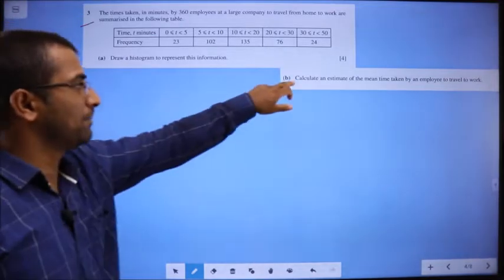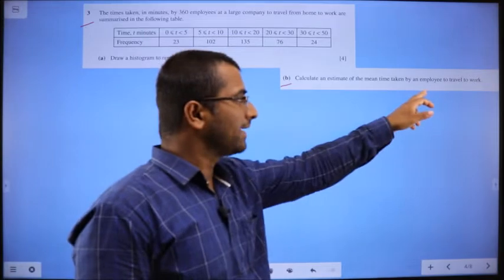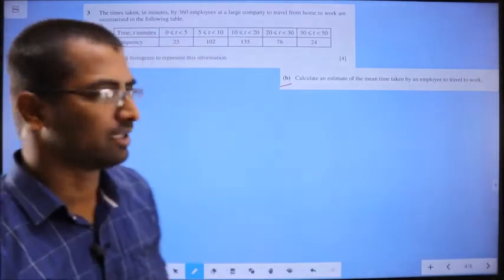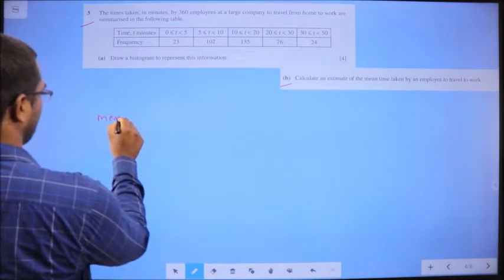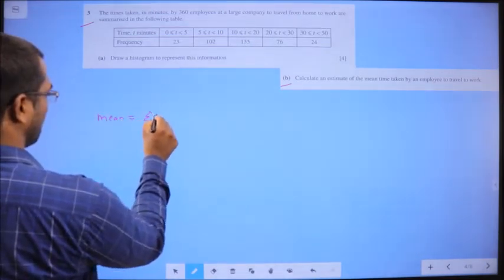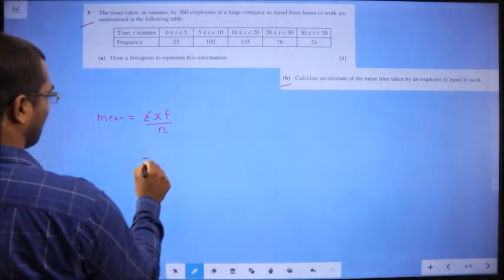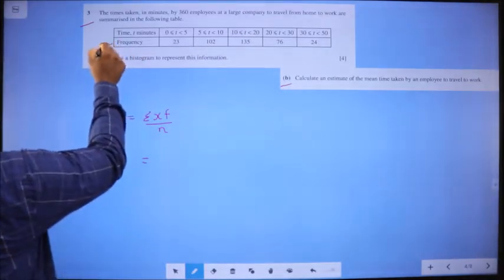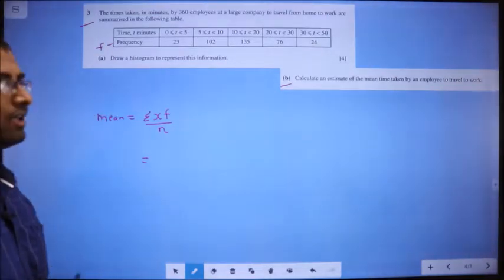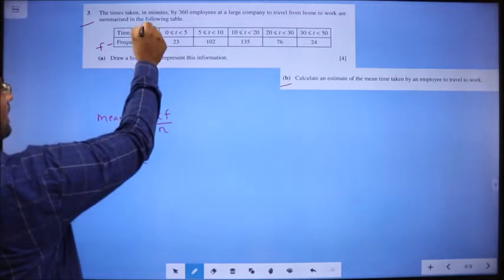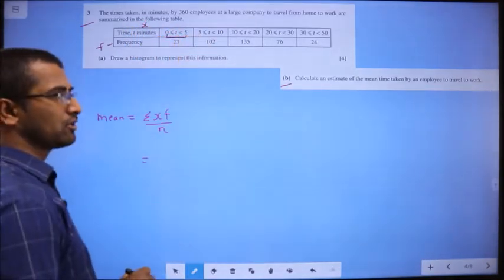Question 3b. Calculate an estimate of the mean time taken by an employee to travel to work. I need to find the mean. So the formula is sigma, or sum, of x into f by n. These will be the values for f. What values will you take for x? X values have to be the middle of these two. How do you get the middle of those two?